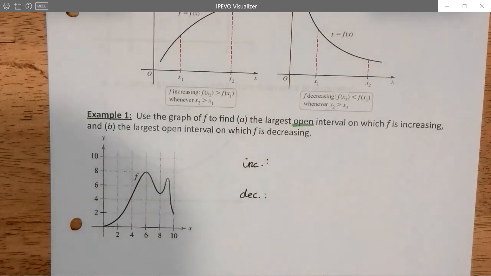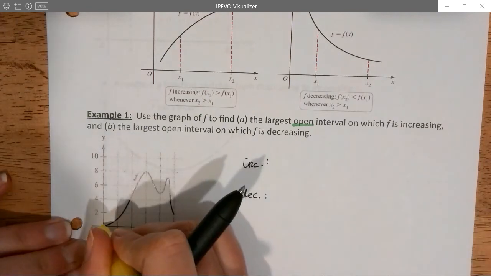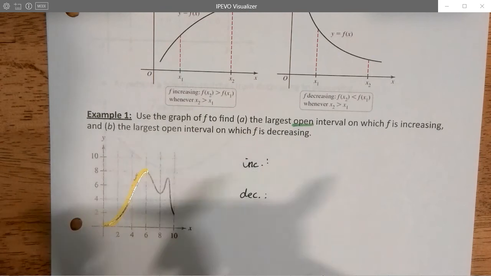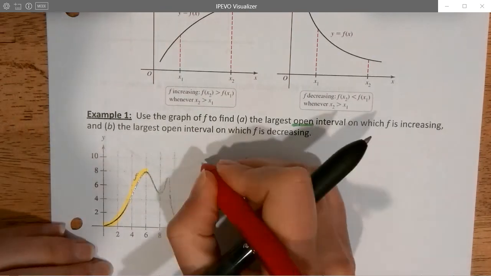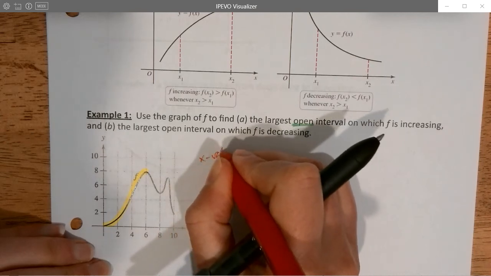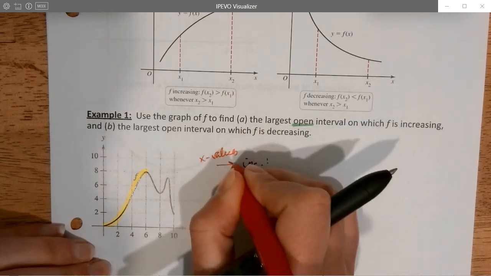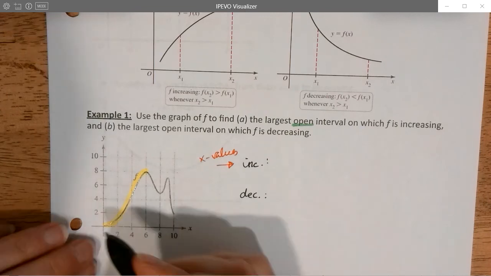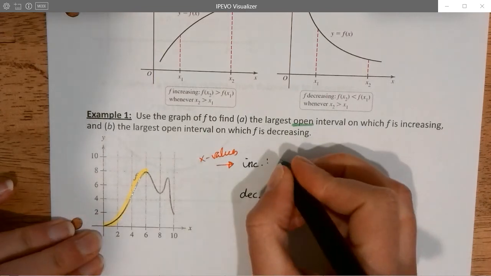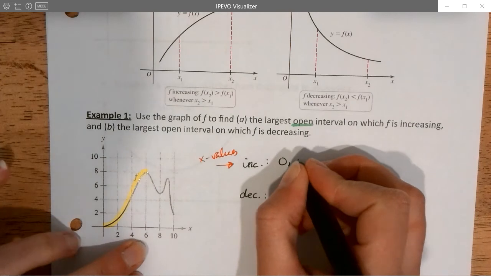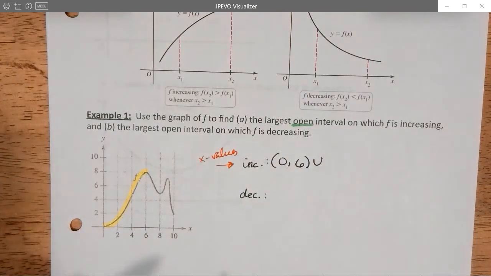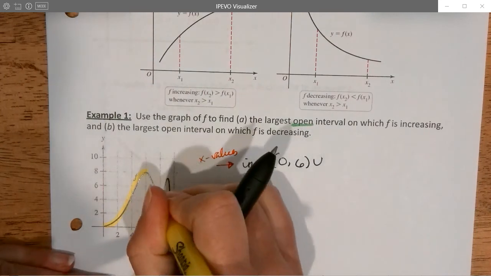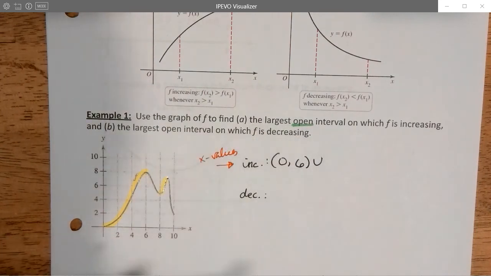So we are increasing between, again, these are locations, so it's going to be between the x values, not the y values. So we're going to make a note of this: where is going to be x values, indicating we're looking at where it's increasing. So it's increasing between 0 and 6, open interval. And it's also increasing a little bit later. So it decreases for a while. It also increases for a little bit later, looks like between 8 and 9.